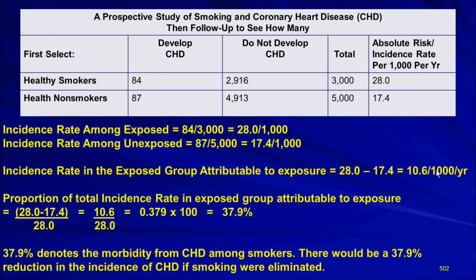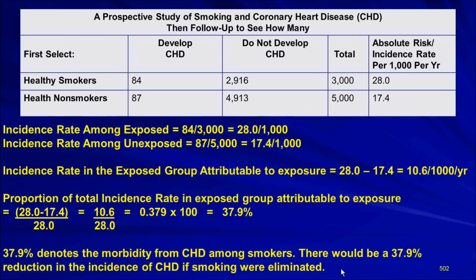Okay, now we look at the proportion of total absolute risk in an exposed group attributable to the exposure. And again, we've used a proportion. It's reported as a percentage. That's why I prefer the word proportion, as I mentioned before. You can see the calculations, not too difficult. And the 37.9 denotes the morbidity from coronary heart disease among smokers. There would be a 37.9% reduction in incidence, the incidence rate of coronary heart disease if smoking were eliminated.